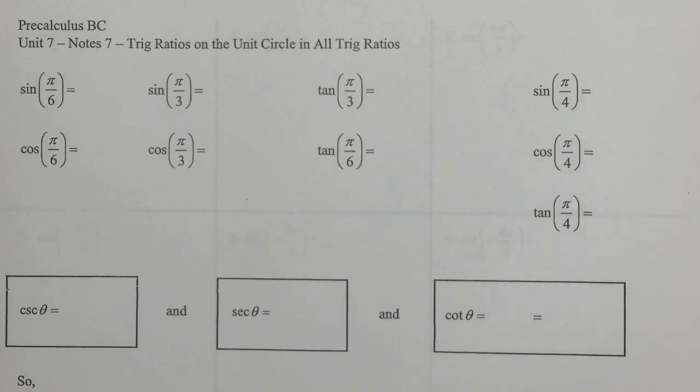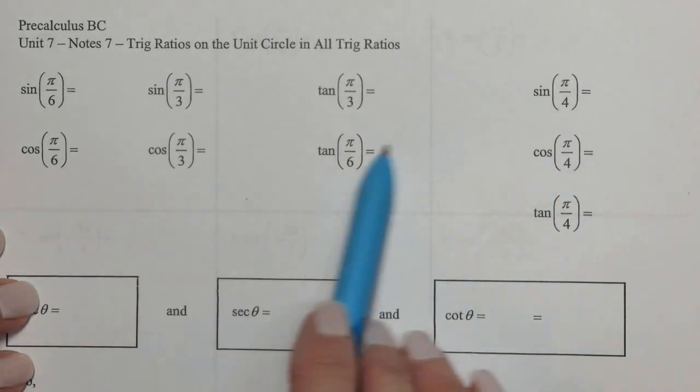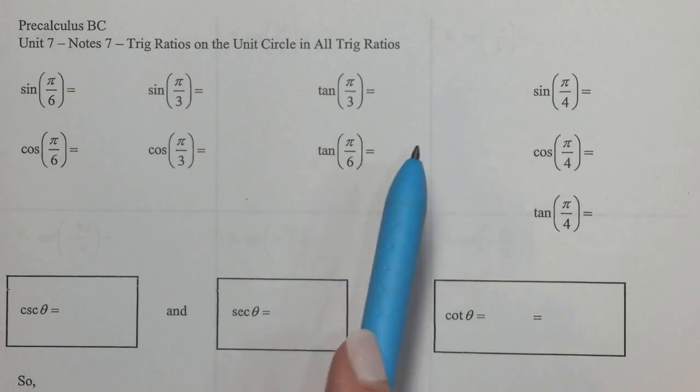This is our notes on trig ratios on the unit circle. We're going to be talking about all of the trig ratios. The last time I was with you, we talked about just sine, cosine, and tangent. So let's review that. We're starting off with a little review of what we did last time.